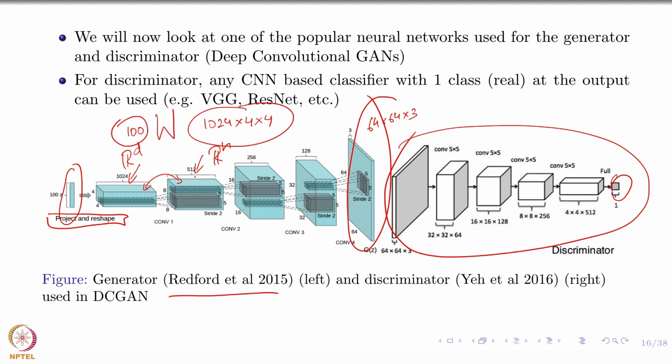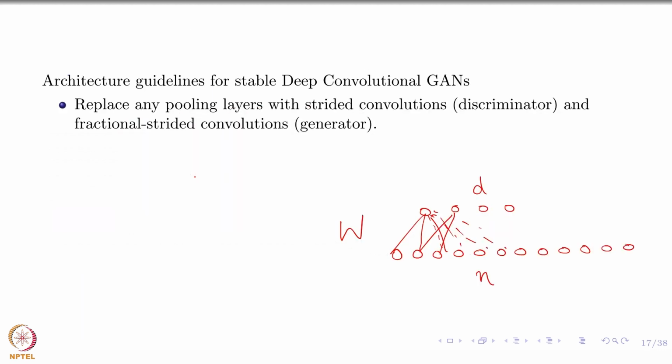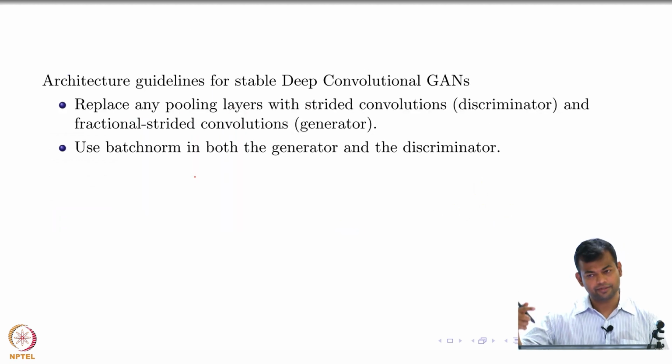So this is what the generator looks like. This is a standard architecture for DCGANs and this works very well in practice. And the discriminator, as I said, can be any convolutional neural network. Okay. And here are some straightforward guidelines for having a stable deep convolutional GAN.